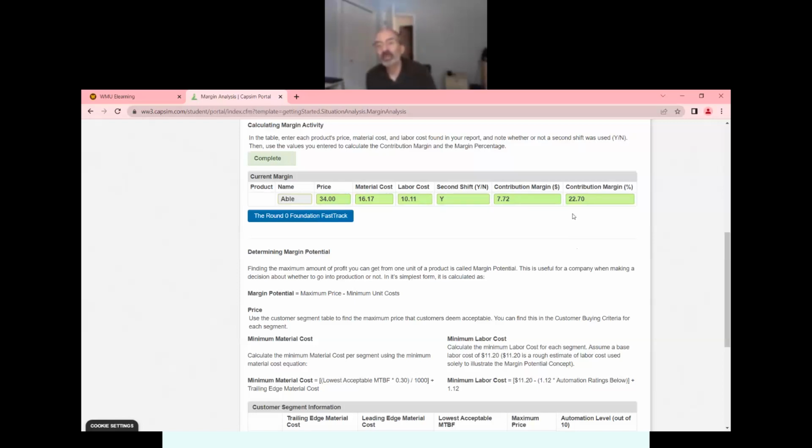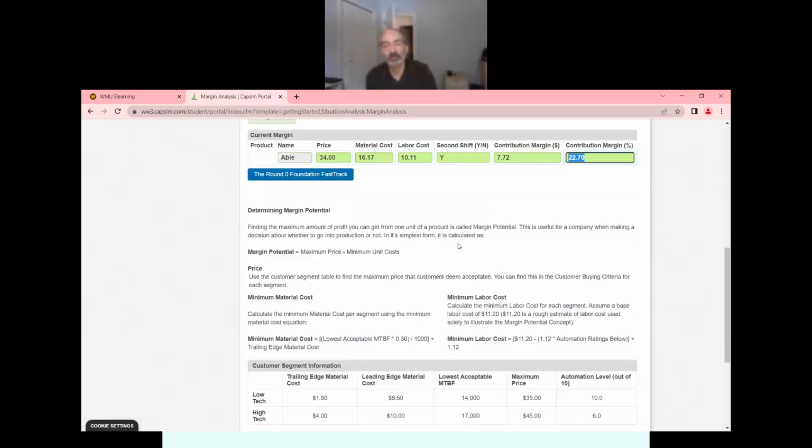Okay. You're going to find out in the sim this is a really low contribution margin. The firms that we're taking over are pretty mediocre. So if we can do things to make customers pay more, especially high-tech customers, or to get costs down, or some combination of both, that can increase our margins.